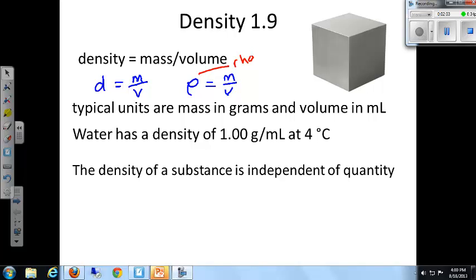You want to use the same units for mass and the same units for volume, then you can compare the density of things very nicely. And the density of a substance is independent of the quantity, right? Doesn't matter if you have an ounce of gold or 17 kilos of gold. It's all going to have the same density. And this, if you're keeping track, is called an intensive property. It means it's independent of the quantity. Just another fancy way of saying that.